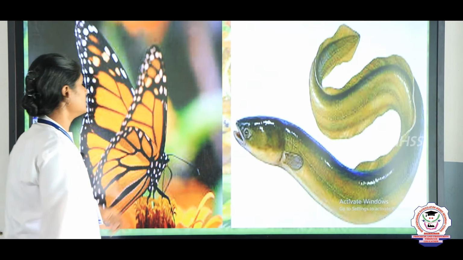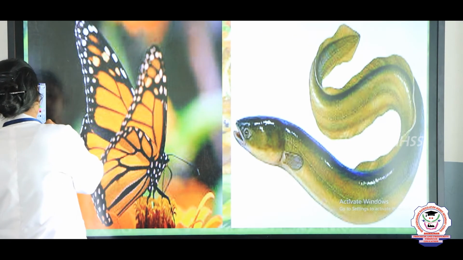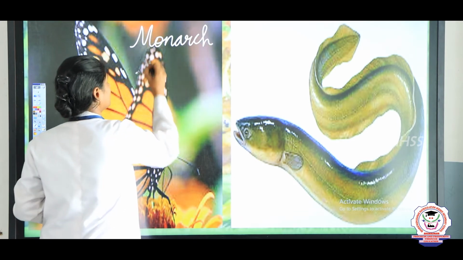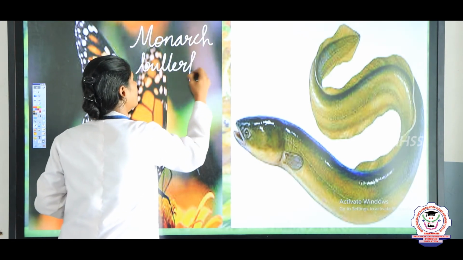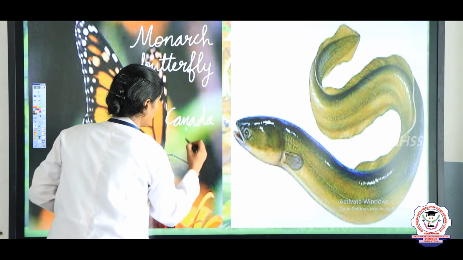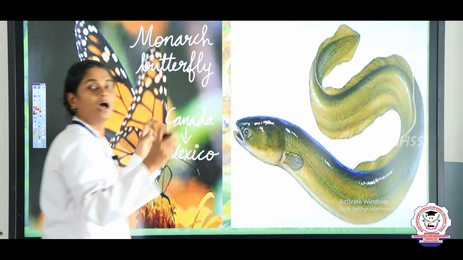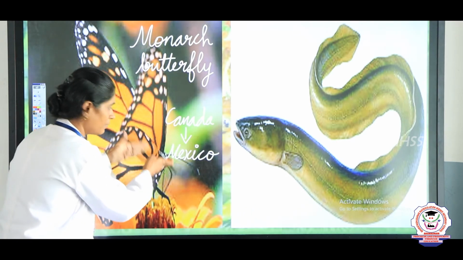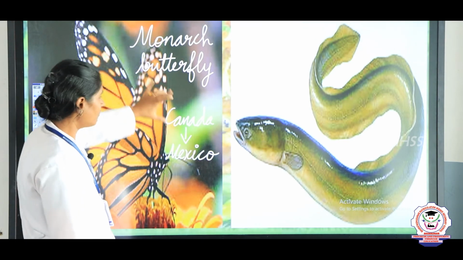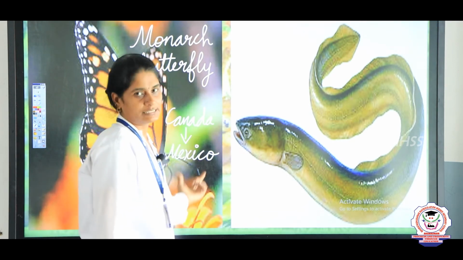The next one we are going to see about the monarch butterfly. This butterfly is called the monarch butterfly. This monarch butterfly flies from Canada to Mexico. Because Canada is not favorable, it comes in search of Mexico, where they will live, right. So the monarch butterfly flies from Canada to Mexico in the winter season. It travels only in the winter season.